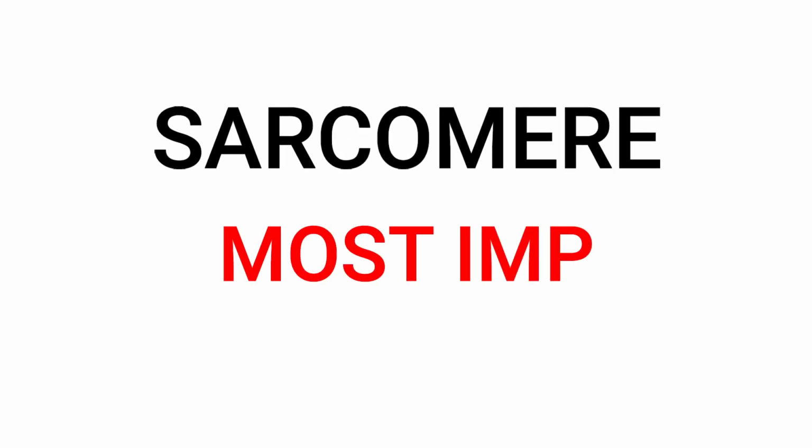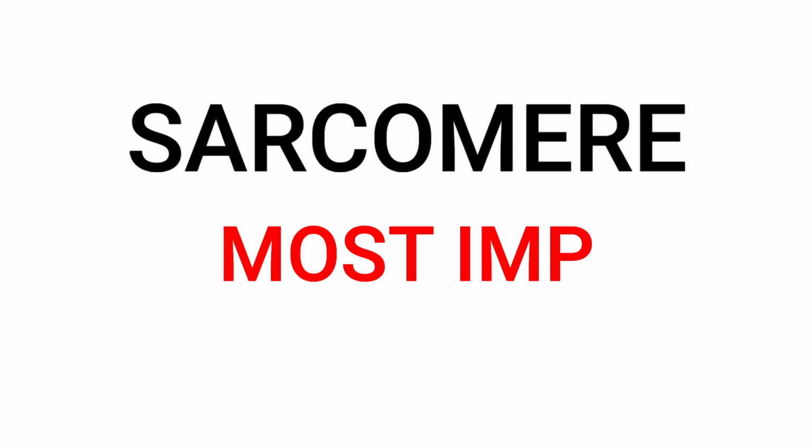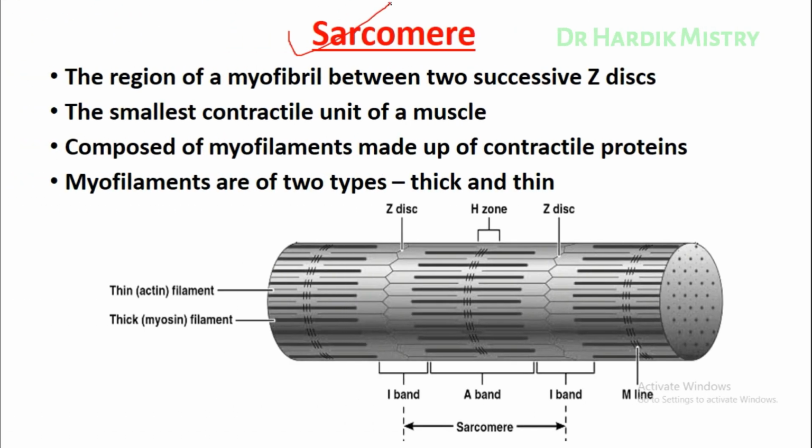Sarcomere: most important viva question, most important for the MCQ question, most important for anything of the physiology. Sarcomere is the region of a myofibril between two successive Z discs or Z lines, the smallest contractile unit of a muscle. We are saying that it is the smallest contractile unit of a muscle.